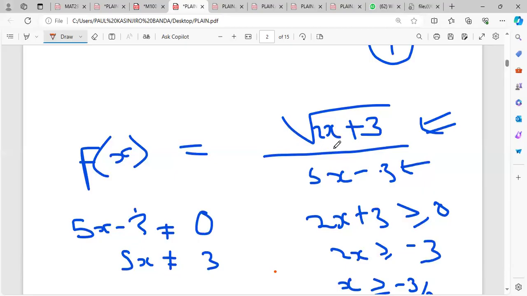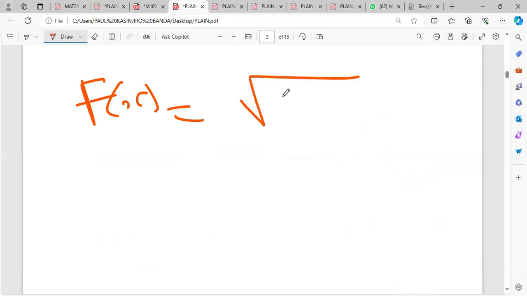Let me write it again here. So if I have f of x equal to the root of 2x plus 3, and in the denominator we had 5x minus 3.